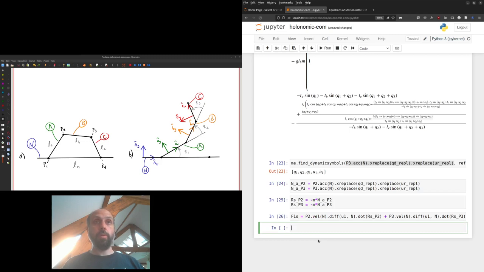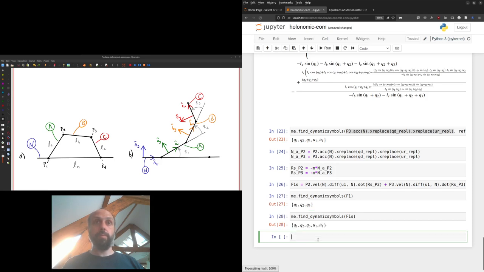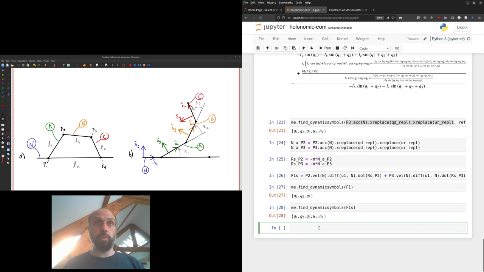So our F, we check what these things are made up of. We've got F1 and F1S. So we've got the dependent coordinates and the independent coordinate Q1, and then we only have a U1 dot and a U1. So none of these pseudo-generalized speeds or their derivatives show up in the equations of motion. So we look like we are in pretty good shape.